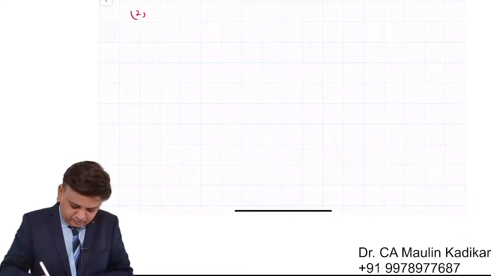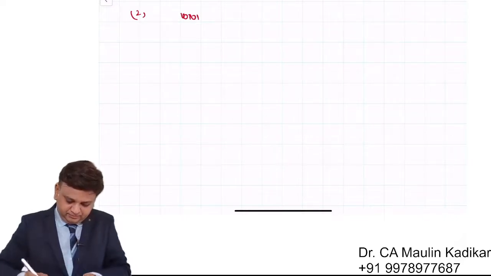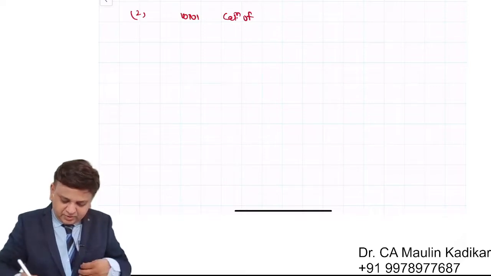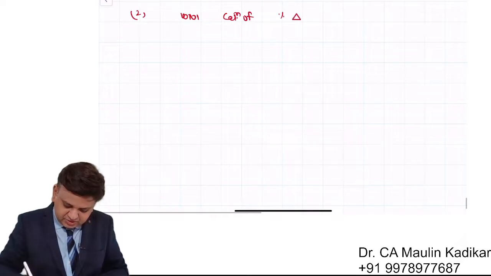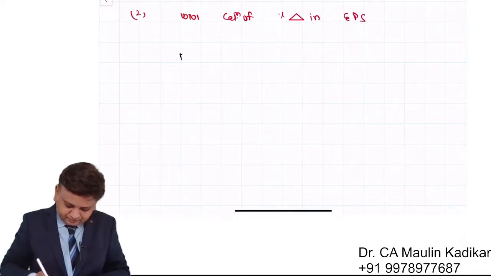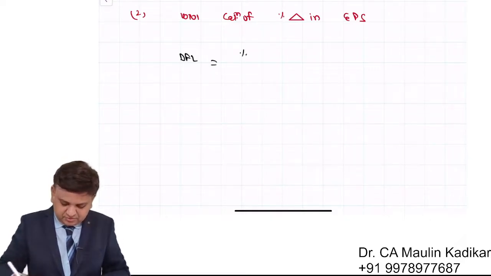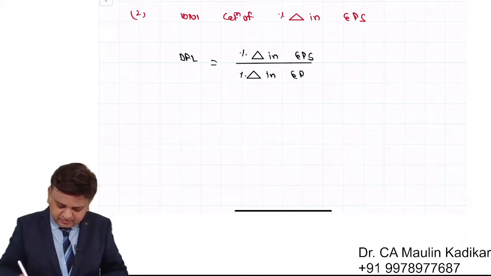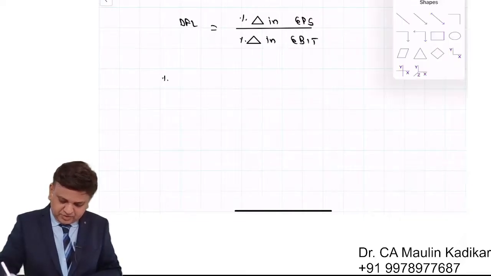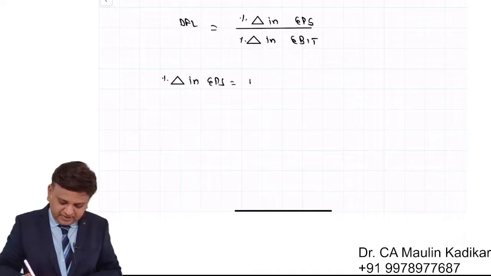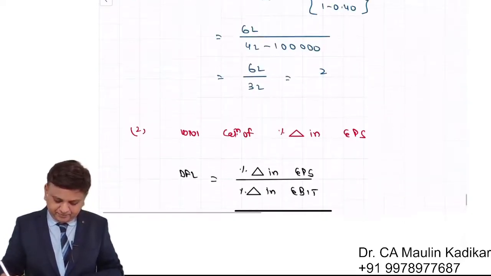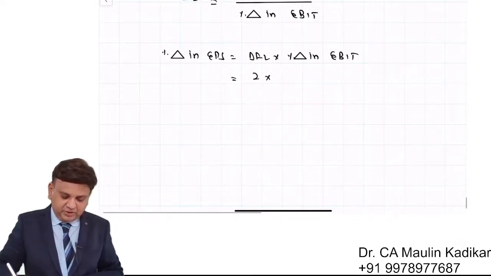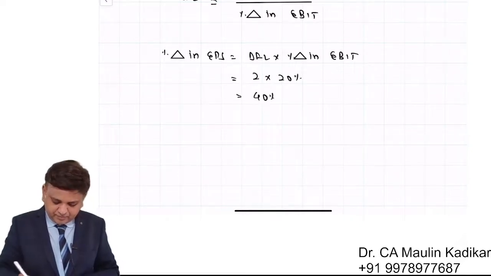Working note number 1. Calculation of percentage change in EPS. DFL measures what is the percentage change in EPS for every 1% change in EBIT. So percentage change in EPS is DFL into percentage change in EBIT. DFL is 2 into 20%. So that comes to 40%.